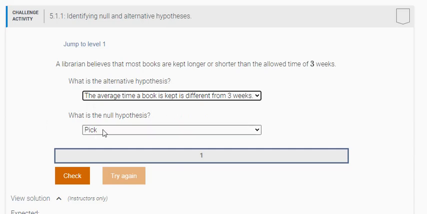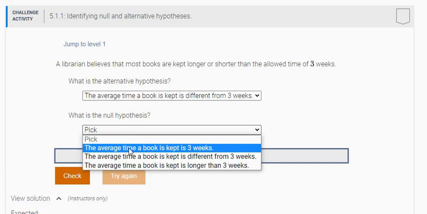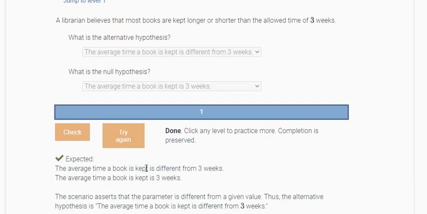And then what is the null hypothesis? The null hypothesis is your base assumption. So if you want to test to see that it's different from 3 weeks, your null would be that the average time a book is kept is 3 weeks. All right, good, we got it.